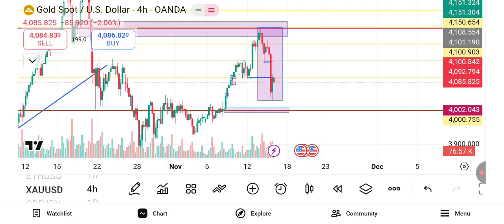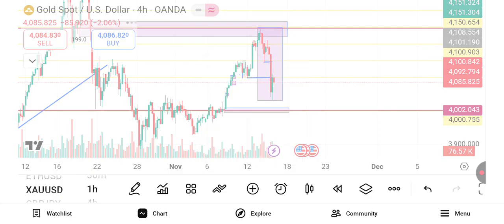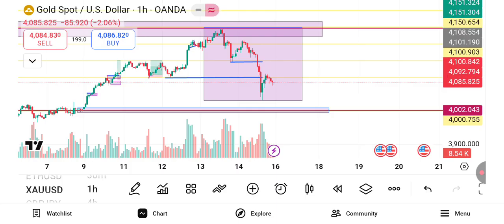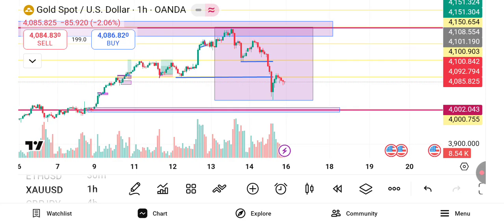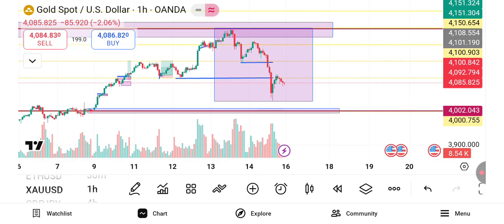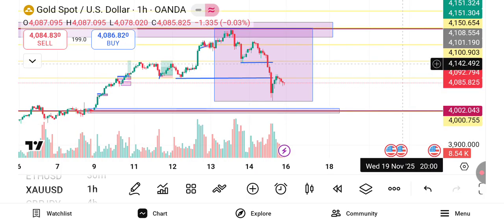So now let's just go down to the 1 hour time frame. I want to see if there is any reason for us to take a trade. This is a double break of structure, and then look at this break of structure.